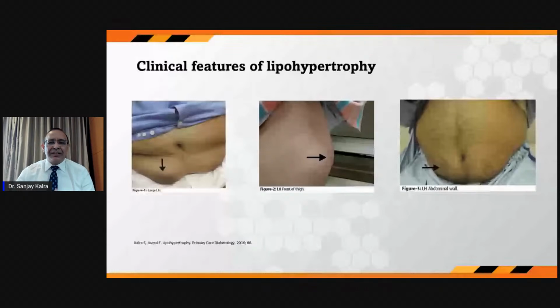Lipohypertrophy can become quite visible actually at times. You can see it from afar. But even though you cannot see it, in many patients you will be able to palpate it. Some centers even get an ultrasound done to search for lipohypertrophy.